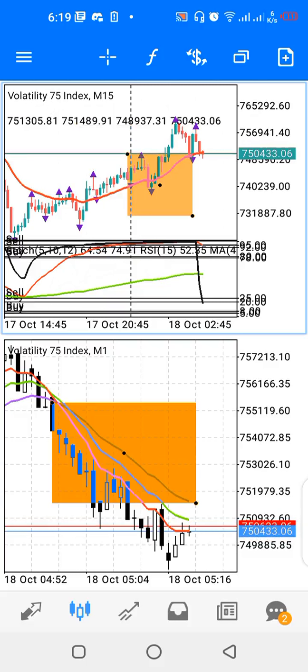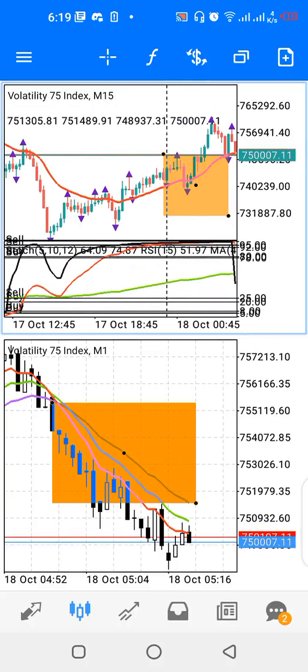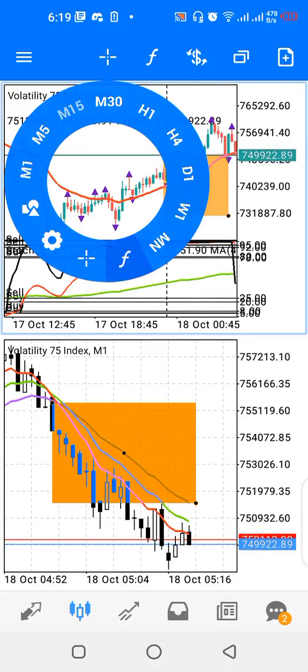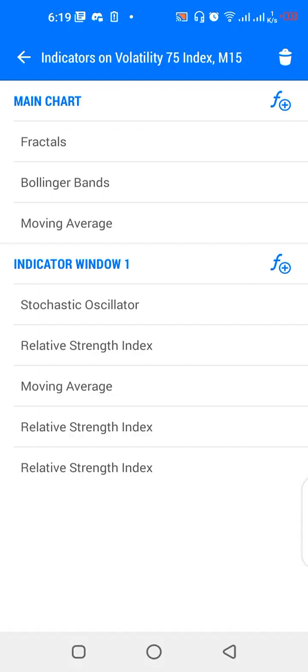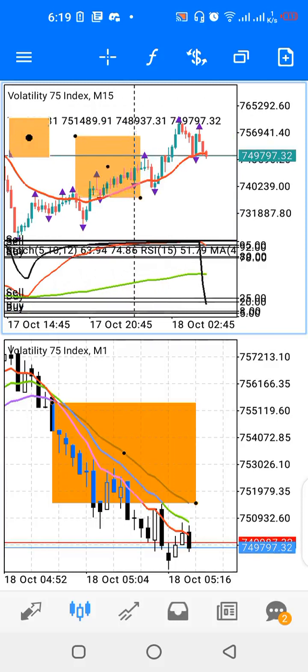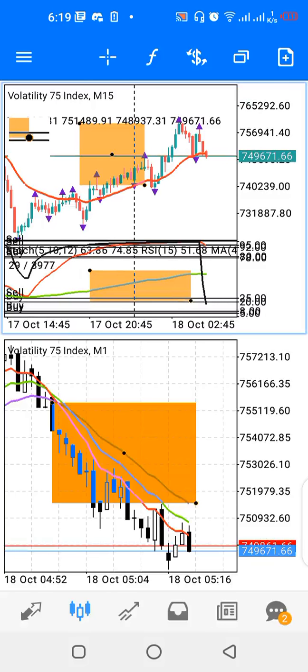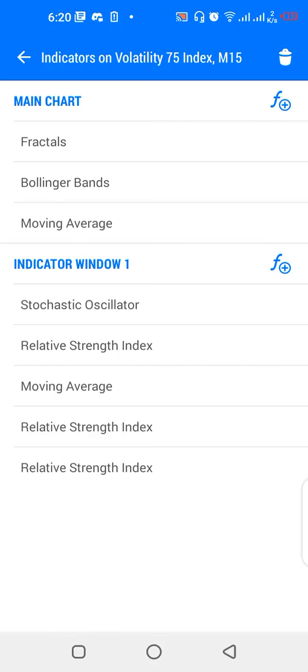Now quickly let's look at the indicators on the upper window. I'm talking about the M15 window. For the upper window, we have fractals on the main window. First of all, this is my main window, and this is my indicator window one for the upper window. So we have fractals. The color is purple.